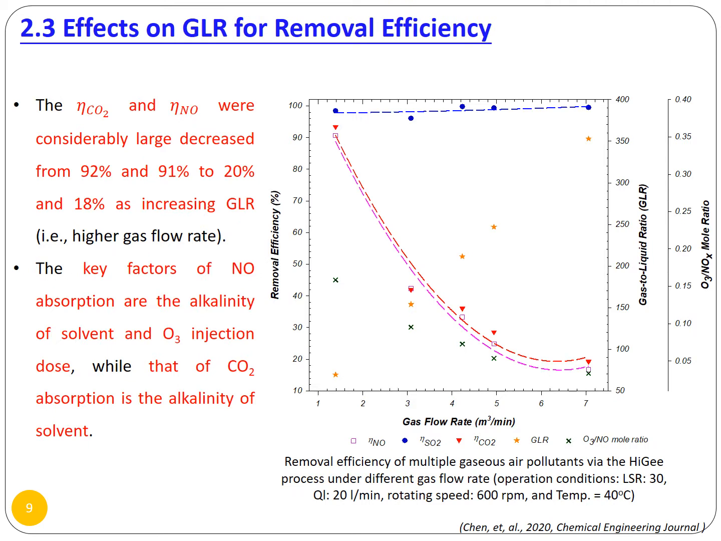Second is about the effects of GLR on the removal ratio. When we change the gas liquid ratio, it means increasing the gas flow rate. We can see the removal efficiency of CO2 and NOx drops dramatically, while the removal ratio of SO2 remains high. The key factors of NO absorption are the alkalinity of the solvent and the ozone injection dose, while the alkalinity also affects the CO2 absorption.